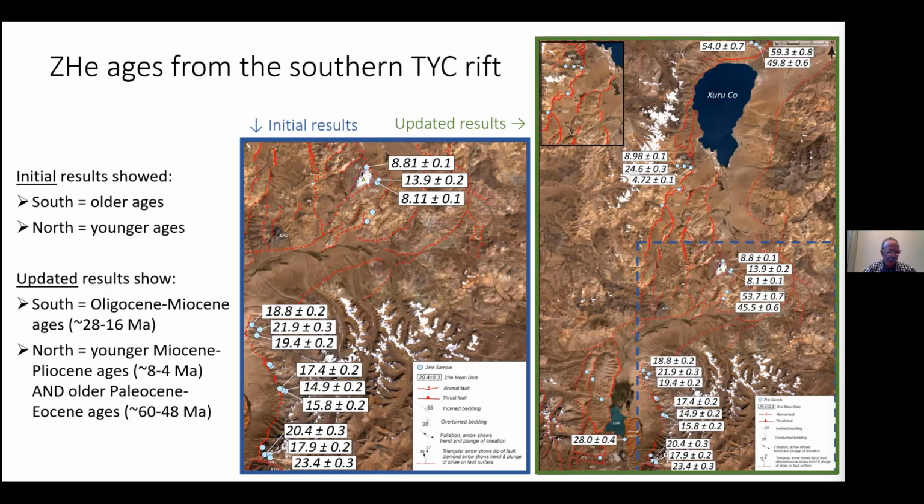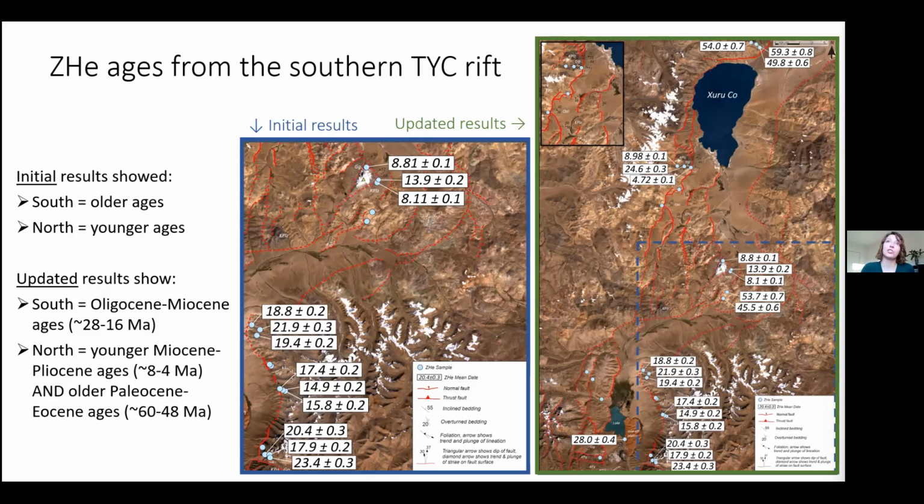Thanks. Okay, Fola, you're next. Yeah, thank you very much for that exciting presentation. So my question is, do you know if these faults root into the Moho, or are they bounded within the upper crust or within the orogenic belt itself?